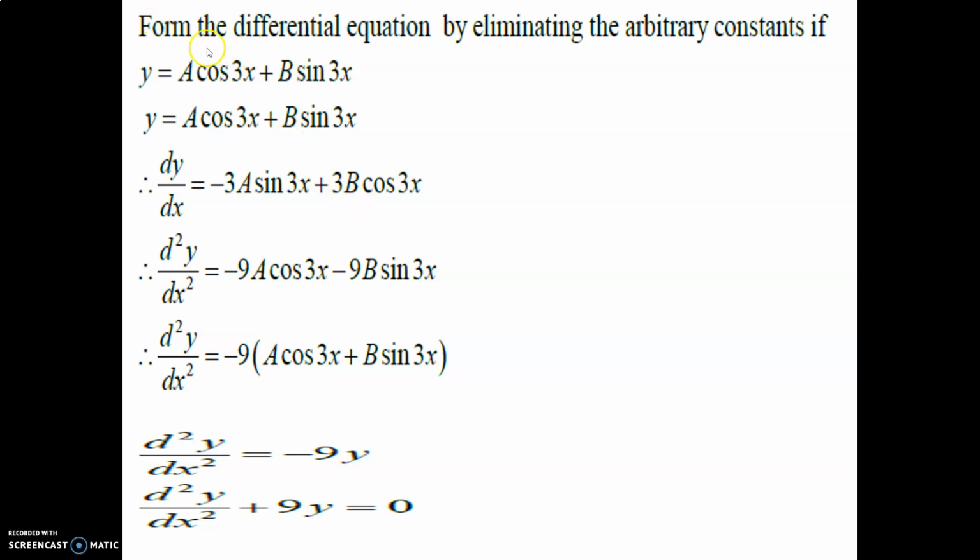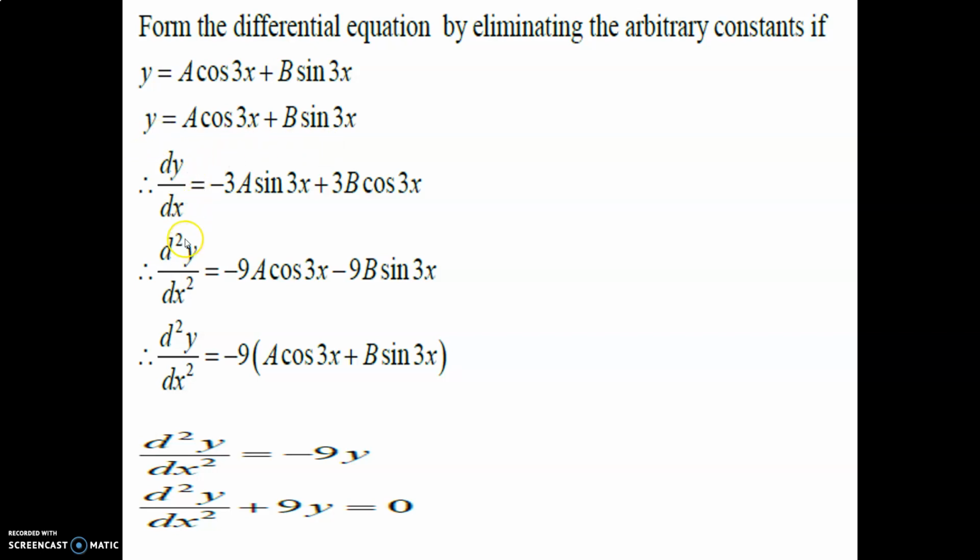Now in this example again, form the differential equation by eliminating the arbitrary constants if y is equal to a cos 3x plus b sin 3x. Now again, how many variables are there? Arbitrary constants are there? Yes, there are only two variables x and y, and arbitrary constants are a and b. So we have to differentiate with respect to x 2 times. Yes, let us start. Take derivative of both sides with respect to x.